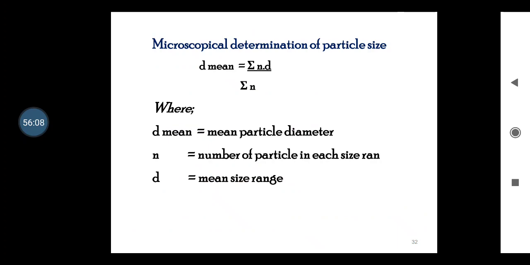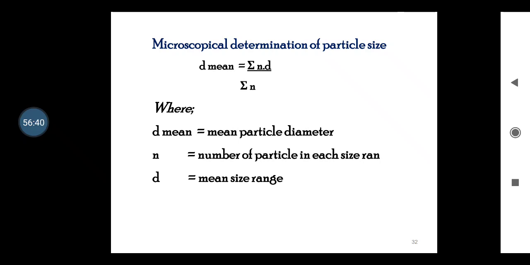Okay, so this next slide represents the microscopical determination of the particle size, which is surely a lab method. It is a conventional method where you could not remark on accuracy. So it only gives you the idea regarding how one can measure the particle size in a range only.